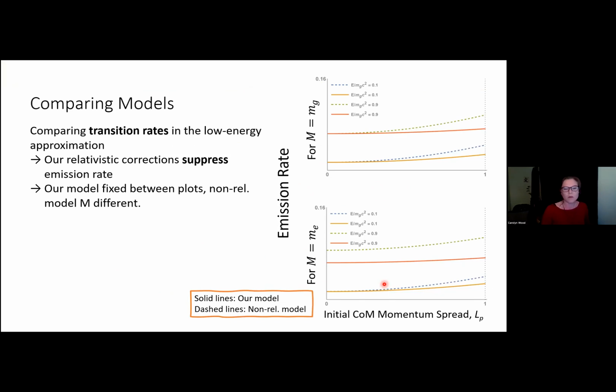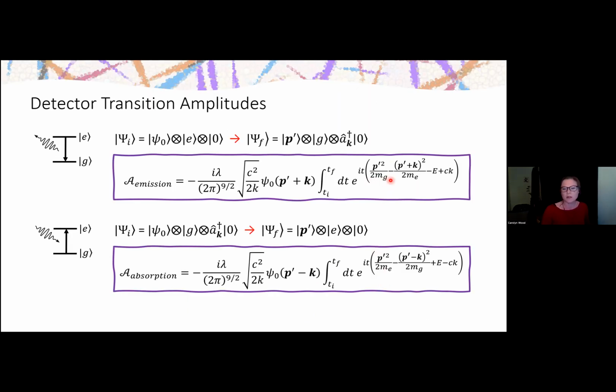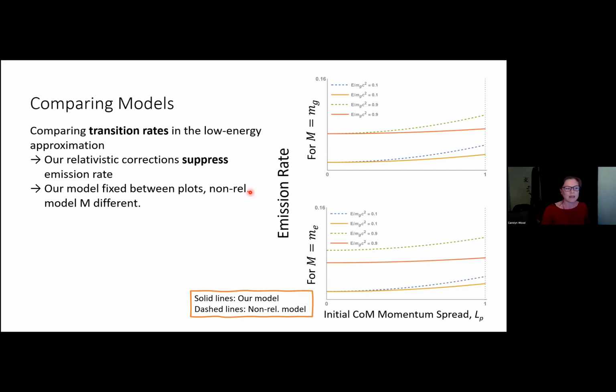So most importantly, the mass energies do indeed have some sort of effect in the transitions, but the question then is, how big is that effect? So here I compare the emission rate to that of the previous non-relativistic model. On the x-axis here, we have the initial spread in the center of mass momentum. And the solid lines here are our model, and the dashed lines are the non-relativistic model.